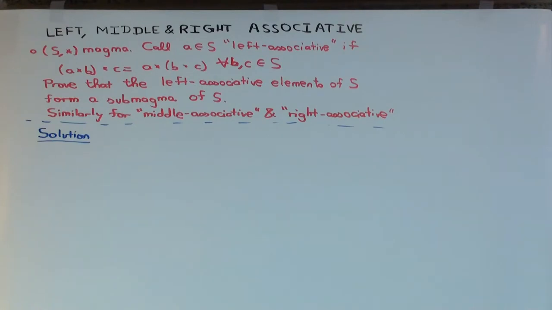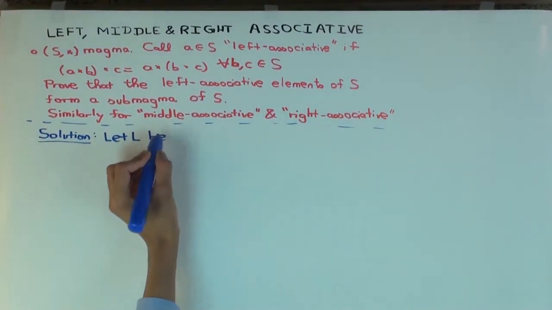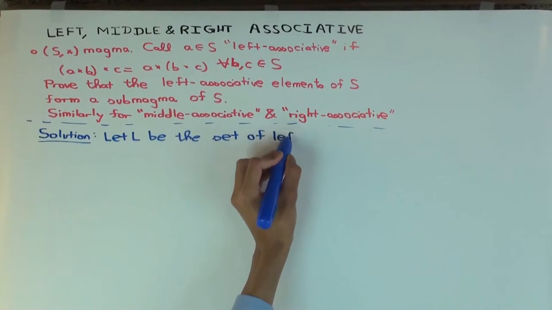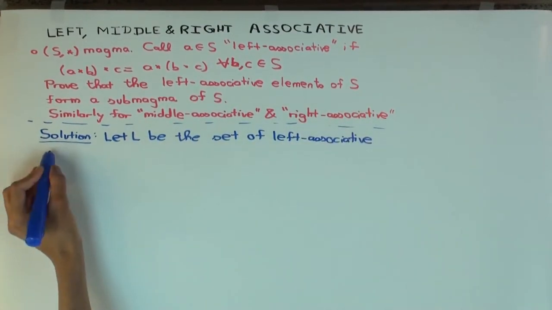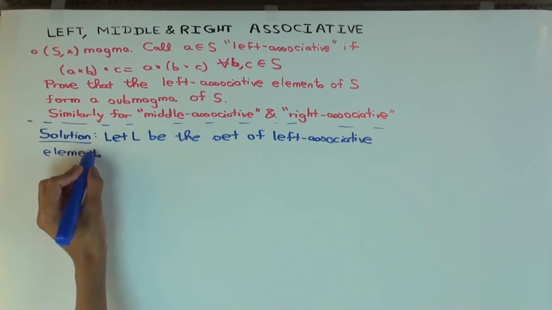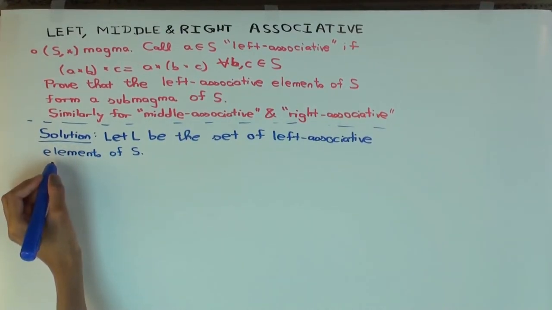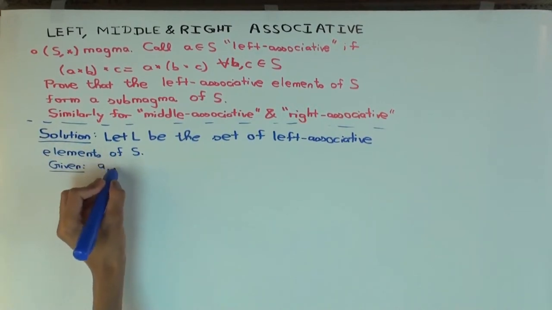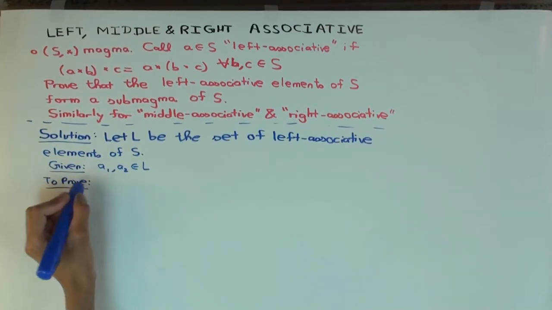What do you want? Can you formulate it precisely? Let's just give a name to the set of left associative elements. Yeah. Okay, so let's say we are given, so what do we need to prove? We need to prove it's closed under multiplication. So let's say we are given elements A1, A2 in L. And what do we want to prove? A1 star A2 is in L.